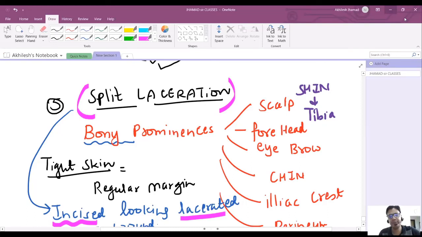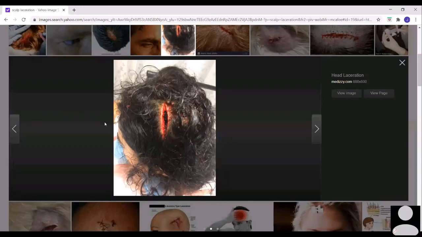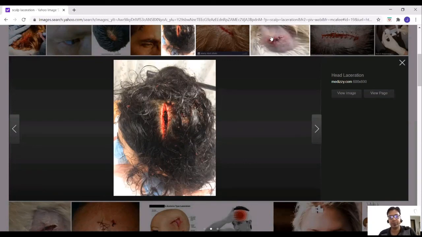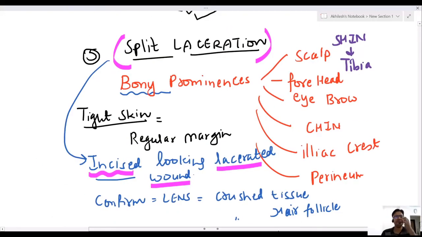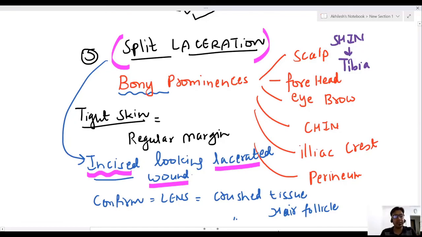See, this is a very good picture. Just get a screenshot of this. If you see, this is a picture which is a laceration on scalp. But the margins are regular and clean cut, my dear friend. Why? Because skin is minimum. Fibers are minimum. Irregular or other margins are not seen. This laceration is known as incised looking laceration. It looks like incised, but it's a laceration. You will confirm by crushed tissue and crushed hair follicle.